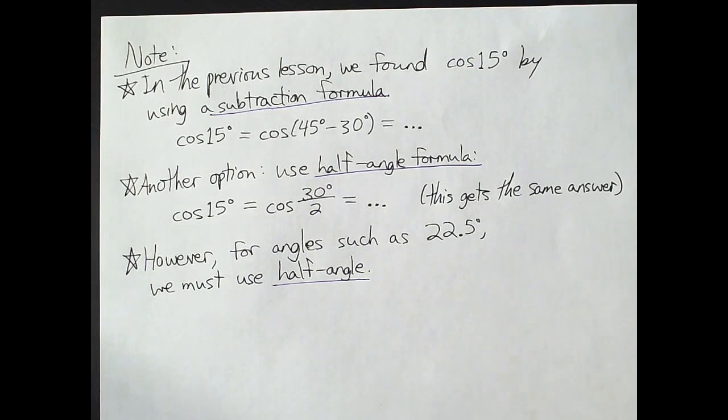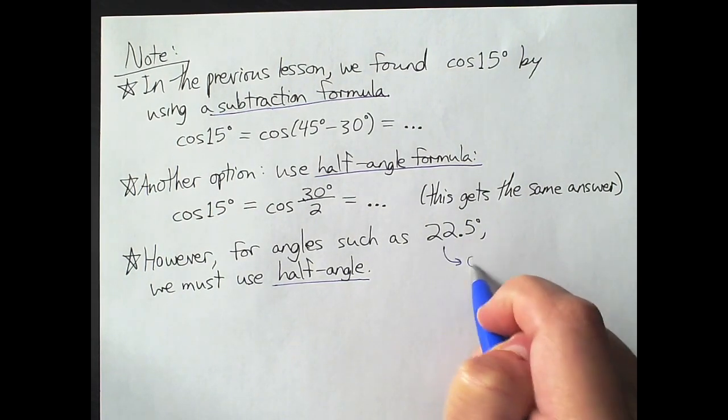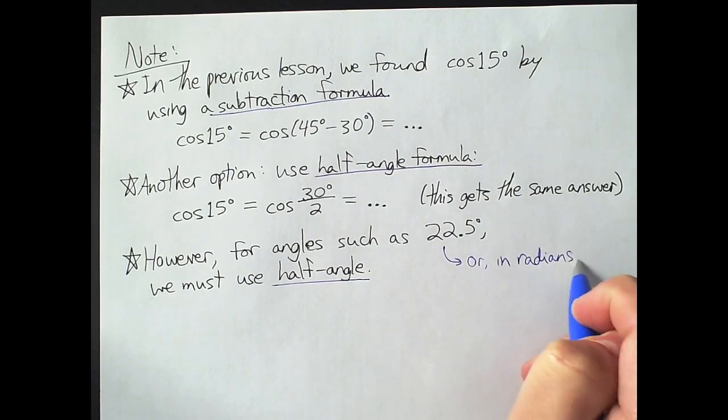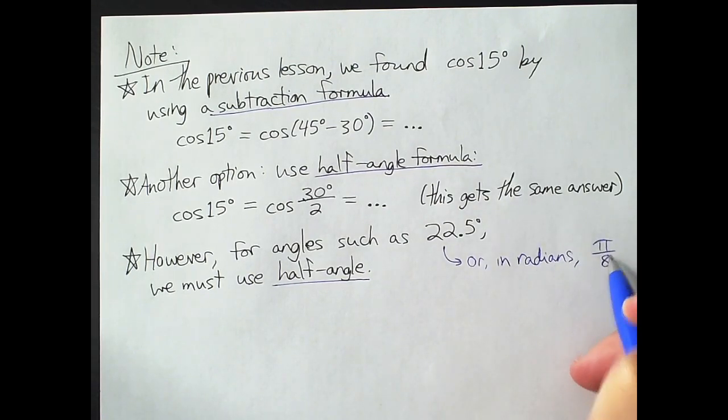And, you know, or in radians, pi over 8. So if you get something like pi over 8, what's tangent of pi over 8? You can do it using a half angle formula.